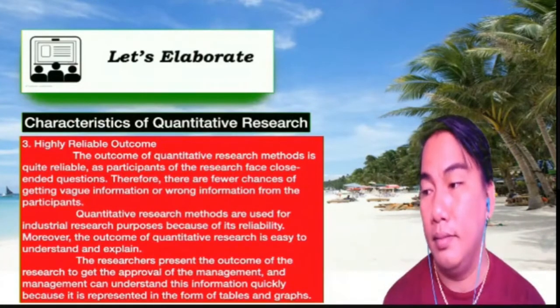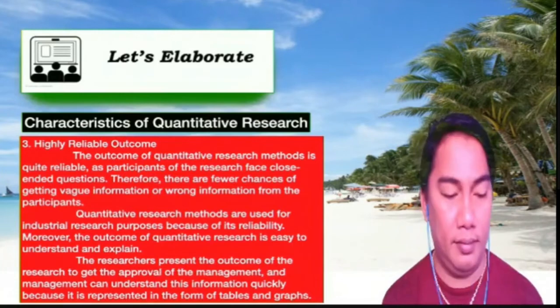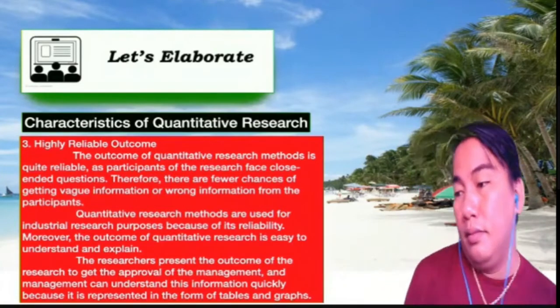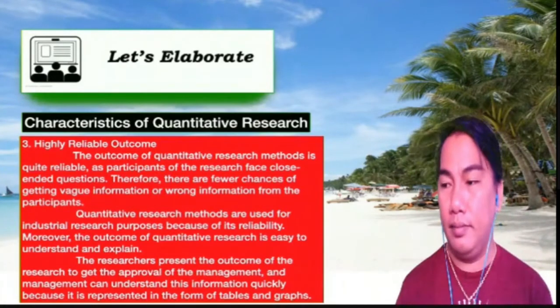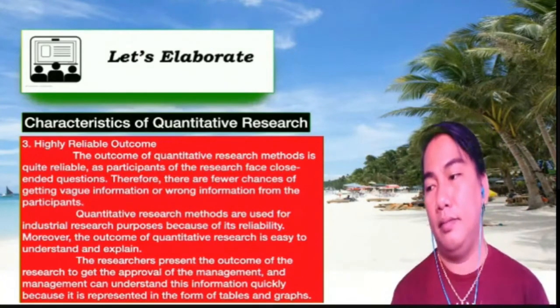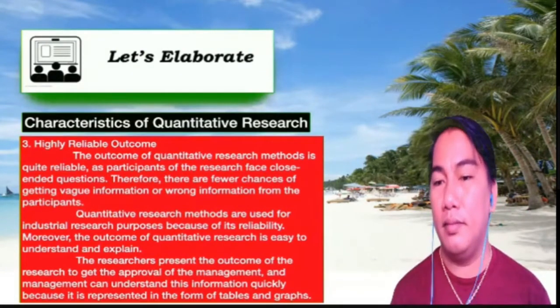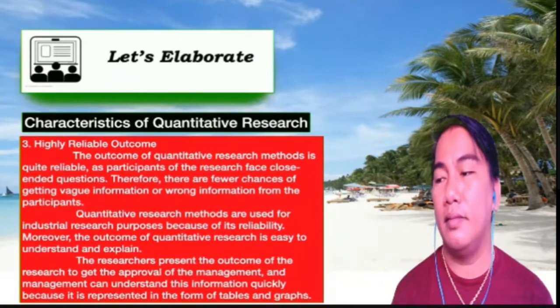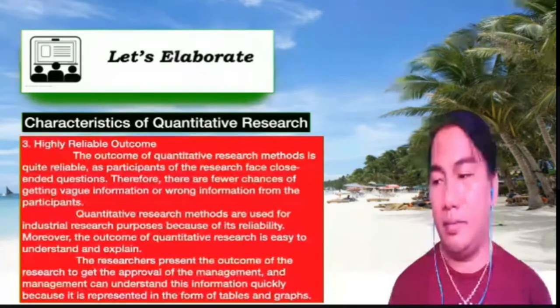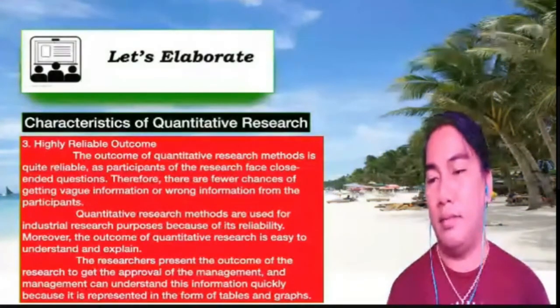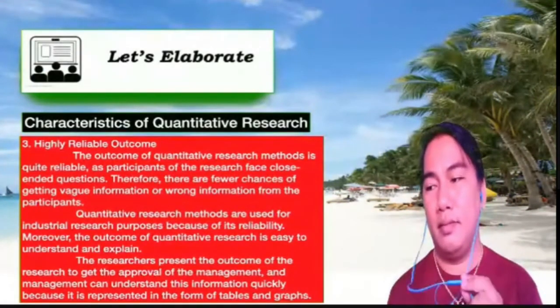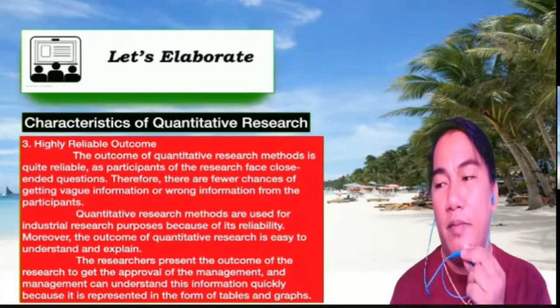Moreover, the outcome of quantitative research is easy to understand and explain. The researchers present the outcome of the research to get the approval of the management, and management can understand this information quickly because it is represented in the form of tables and graphs. Thank you very much, Kenneth.